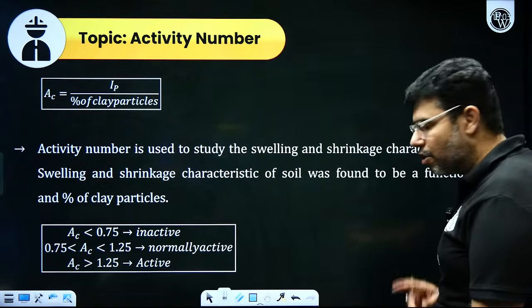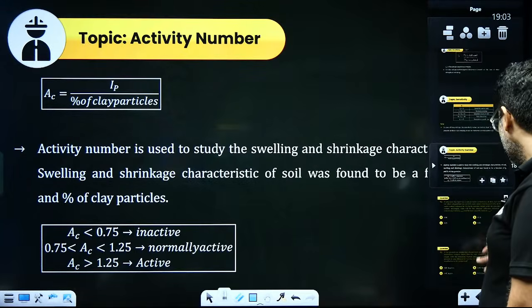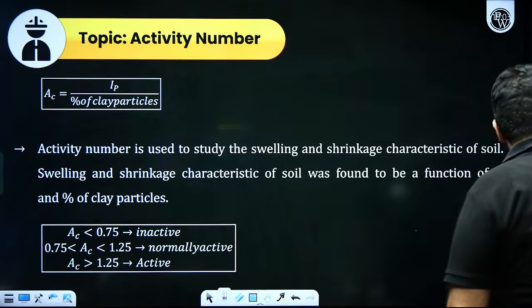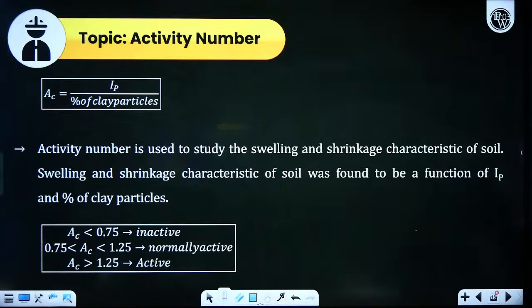Very good, Mr. Akash, you are very correct. Now, let us do some numericals on these concepts today. So, this was all about the index properties that you should remember, my dear friend. Now, let us do some numericals on these concepts.